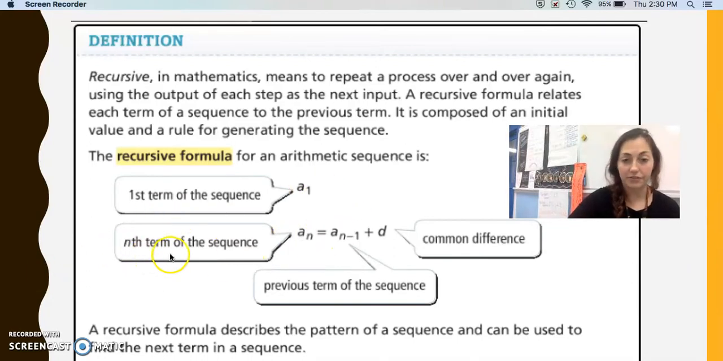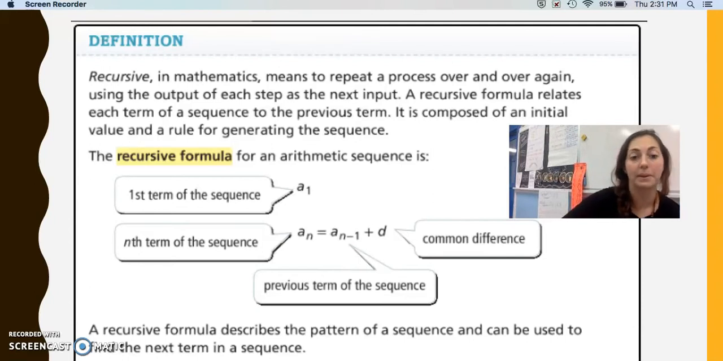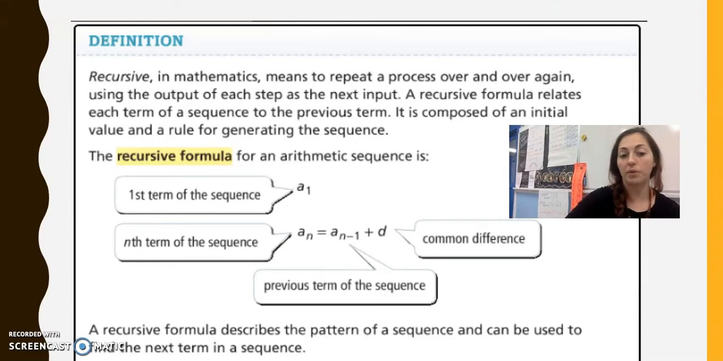A sub n is the nth term. A sub n minus 1 is the previous term. And then the d means common difference. Down here it's saying the recursive formula describes the pattern and can be used to find the next term. Only the next, not any term, but the next. So that's just found in your book and in our vocabulary.